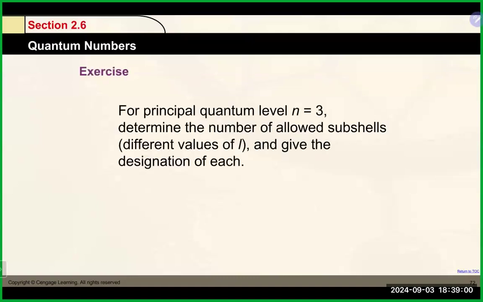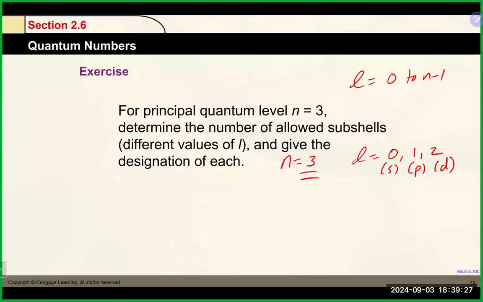There it is. I think we did this one last time. Principal quantum number n is equal to 3, determine the number of allowed subshells, the L values. With n equal to 3, L could go from 0 to 1 to 2, which would represent our S, our P, and our D orbitals on the third energy level. Again, L could go from 0 to n minus 1. So in this case, n is 4, so 4 minus 1 is 3. That's where it will max out in terms of its L values.